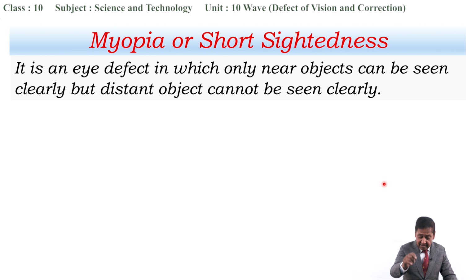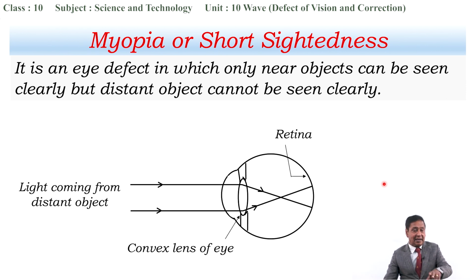This myopia can be represented diagrammatically like this. In this case, a near object can be seen clearly. This is not the problem because the convex lens of the eye is thick and cannot become thin according to the requirement. This diagram represents this defect. The light rays coming from distant objects are not focused on the retina. They are focused in front of the retina. A distant object cannot be seen.